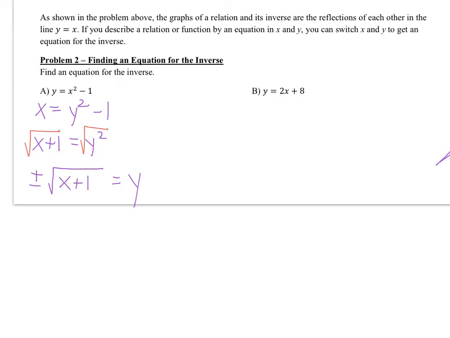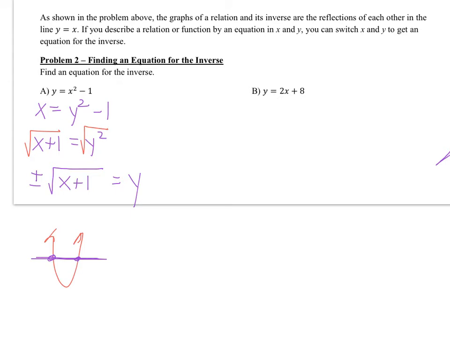A lot of times we ask, is this a function? Well, if you were to graph this, if you know your original equation here is a parabola, if you were to draw a rough sketch, you would see that the horizontal line test on the original rough sketch would say no, it's not a function.